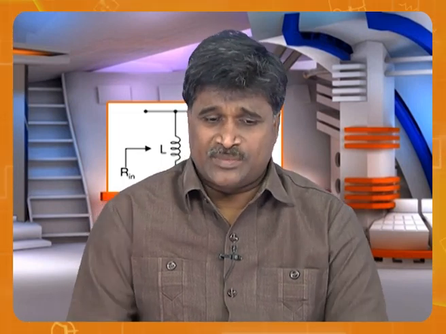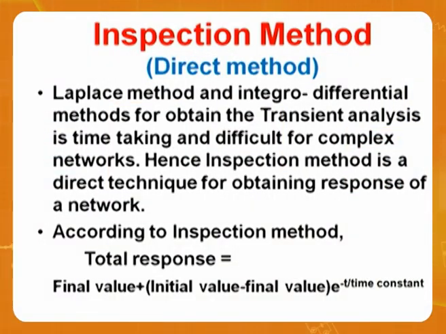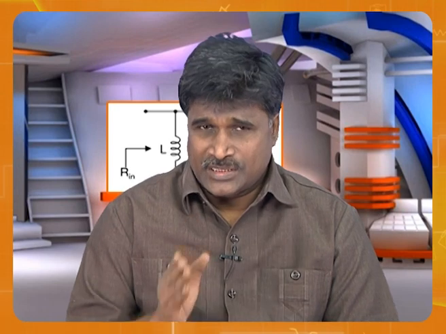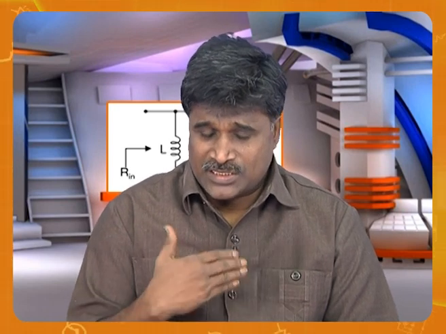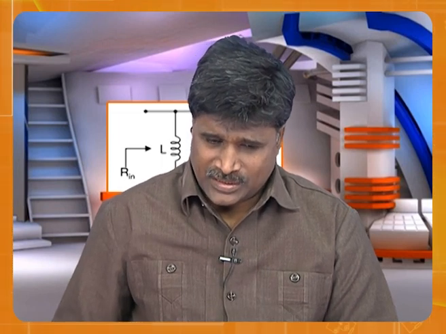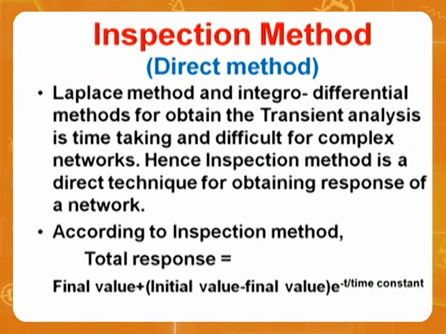Let's go to the inspection method, just a review. It basically talks about the final value: total response is equal to final value plus (initial value minus final value) times e power minus t by time constant. This is the basic equation. In fact, this is also developed from the time domain approach. But that's how it gives a short and quick answer. So better understand this and achieve the solution as fast as one can.